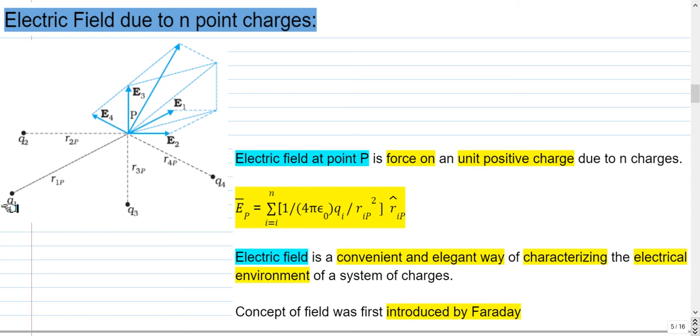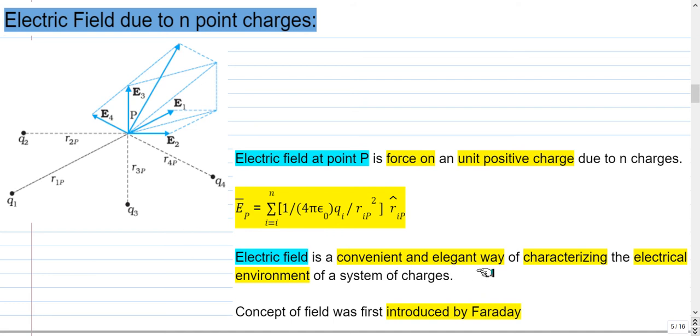So due to the charge Q1, the electric field will be radially away from Q1 in this direction E1, and similarly the electric field due to the point charge Q2 will be in this direction E2, and E3 is due to charge Q3 and E4 is due to charge Q4. So to find the net electric field at point P due to these 4 charges, we have to add these 4 electric field vectors vectorially. So in general, if there are n charges, to find the electric field at point P, we have to sum the electric field due to the individual charges, and this sum is a vector sum because electric field is a vector quantity.